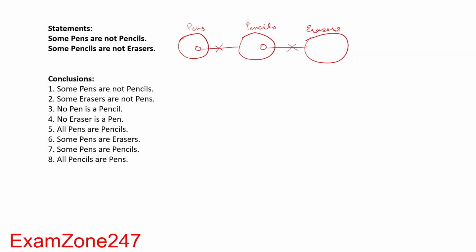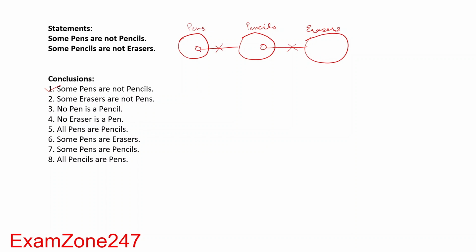Now let us look at the conclusion. Some pens are not pencils. Right, this is definitely right, as you can see from the diagram. The next is, some erasers are not pens.